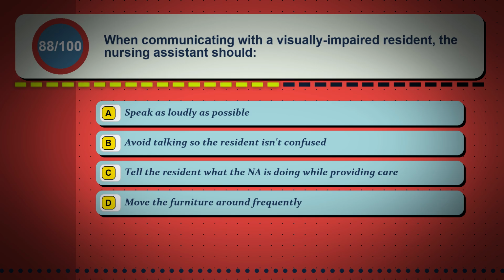Option A. Speak as loudly as possible. Option B. Avoid talking so the resident isn't confused. Option C. Tell the resident what the NA is doing while providing care. Option D. Move the furniture around frequently.